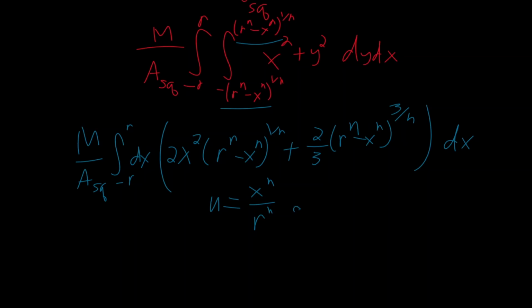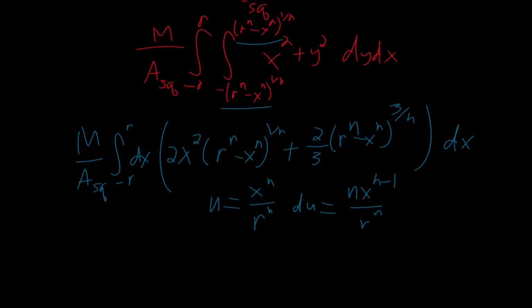And what our differentials are going to be, we have du is equal to n times x to the n minus 1 over r to the n. I'm almost sick of this substitution because I've done it so much. Squircles, but I love it still.